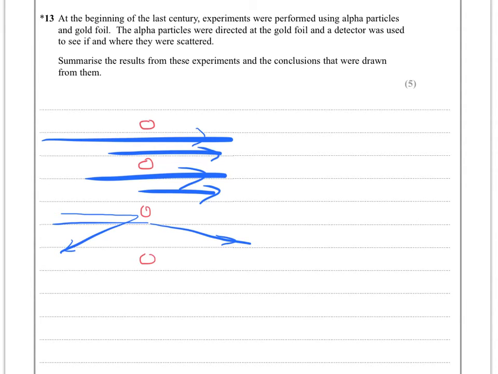So mostly empty space tells us that the nucleus is extremely small compared to the space taken up by the atom. And we've got a concentration of charge and we've got a concentration of mass, something more massive than the alpha particle, in order for it to ping backwards like this. You can only go backwards if you hit an object bigger than yourself.